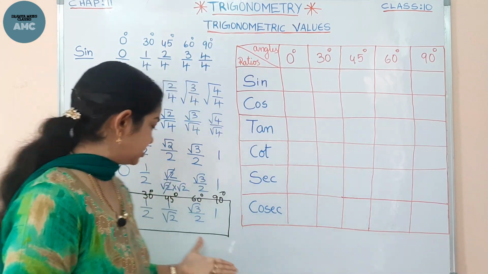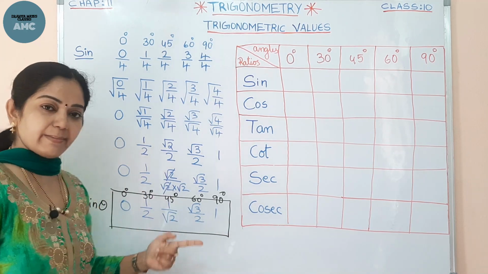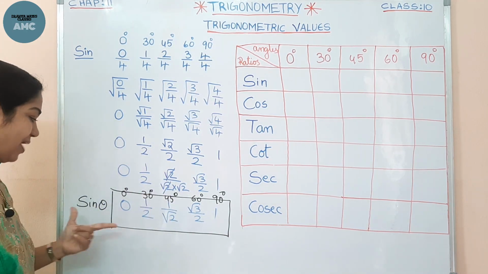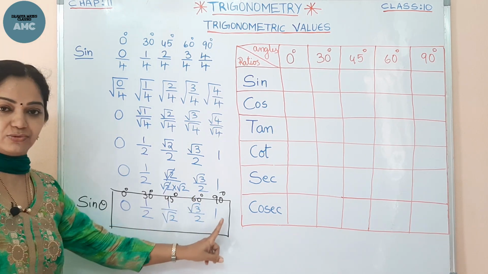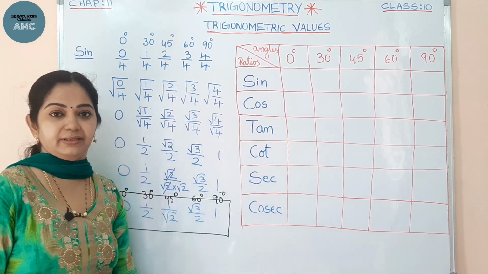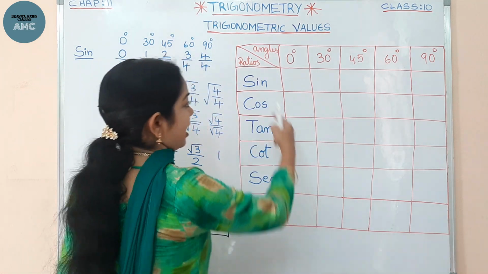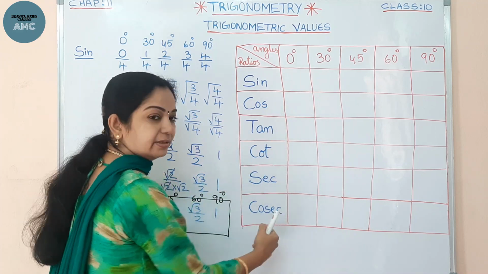Now students, now we got these values. If you remember the sine values 0, 1 by 2, 1 by root 2, root 3 by 2 and 1, simply you can fill the complete table. These are all the values. I have drawn the table: sine, cos, tan, cot, secant and cosecant.